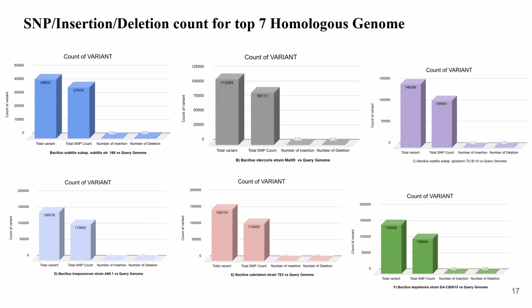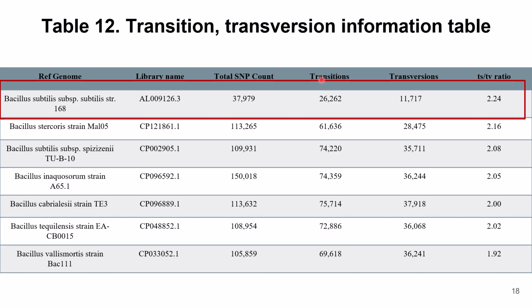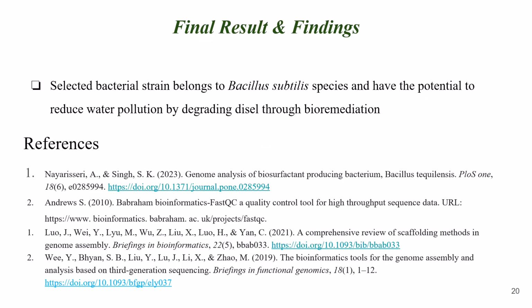This is the visual representation of the table. And when we did the transition transversion test for variant calling, again our strain has the least differences with Bacillus subtilis strain 168. This is a visual representation. Our final result and finding is that our selected bacterial strain belongs to the Bacillus subtilis species and has the potential to reduce water pollution by degrading diesel through bioremediation.